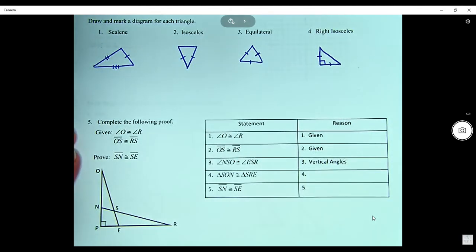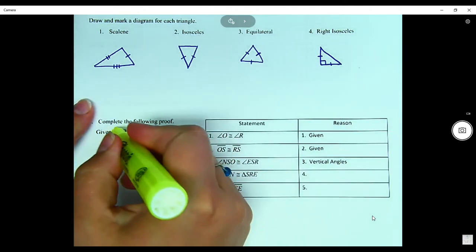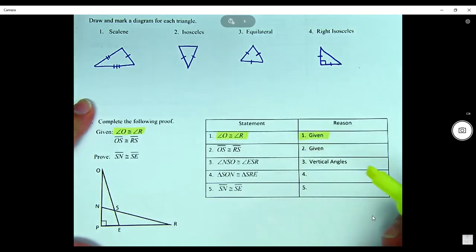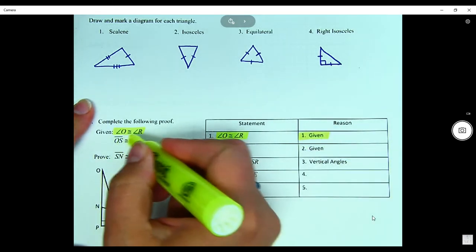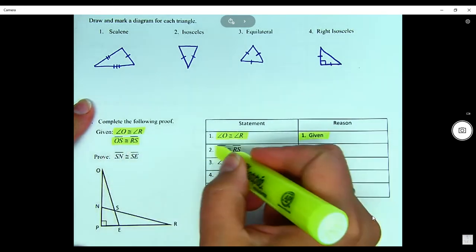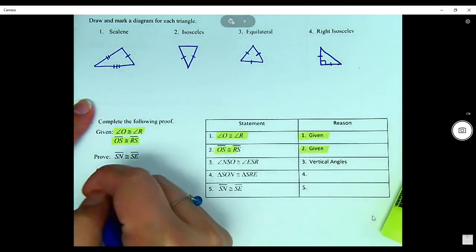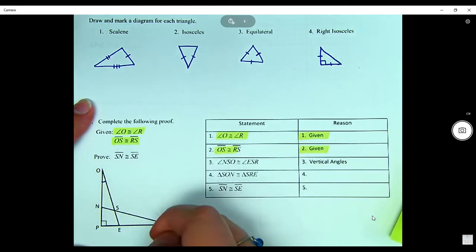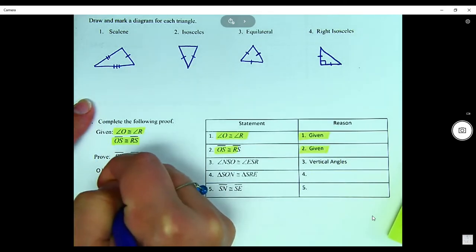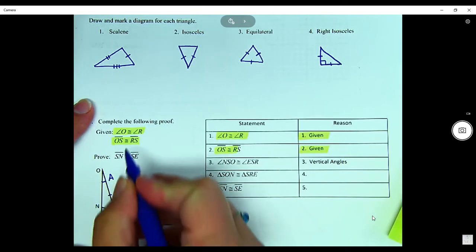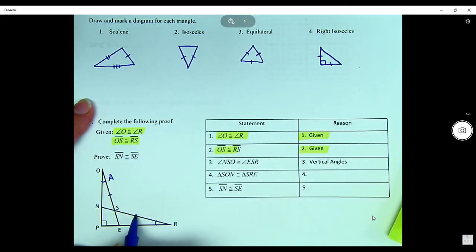Now, they gave us some information, so we are given that angle O is congruent to angle R, and that was a given. Then they said that OS is congruent to RS, and that was a given. Now, hang on, let's mark those on our picture, right? So I've got angle O congruent to angle R, so I have an angle. And then I have OS, that's this length right here, congruent to RS, that's this length right here, so I have a side.